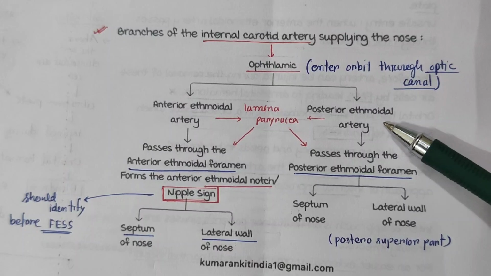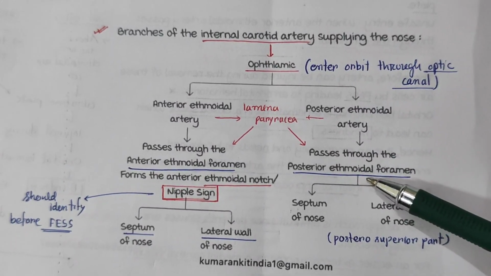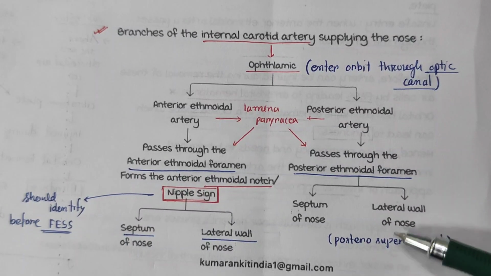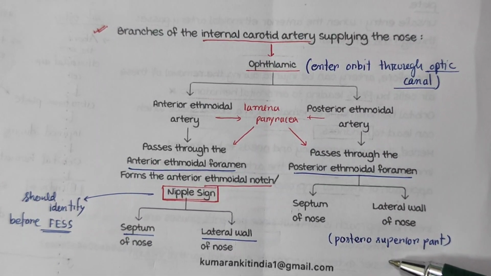Again the posterior ethmoidal artery passes through the posterior ethmoidal foramen and gives supply to the septum and lateral wall, mainly the posterior superior part.